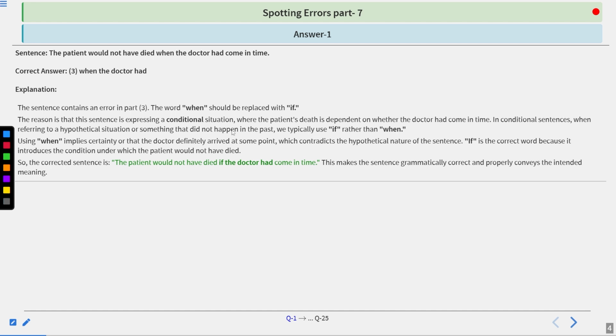In conditional sentences, when referring to a hypothetical situation or something that did not happen in the past, we typically use if rather than when. Using when implies certainty, that the doctor definitely arrived at some point, which contradicts the hypothetical nature of the sentence. If is the correct word because it introduces the condition under which the patient would not have died. The correct sentence is: the patient would not have died if the doctor had come in time. This makes the sentence grammatically correct and properly conveys the intended meaning.